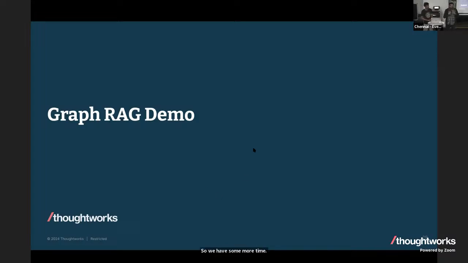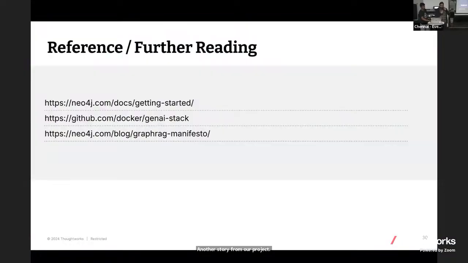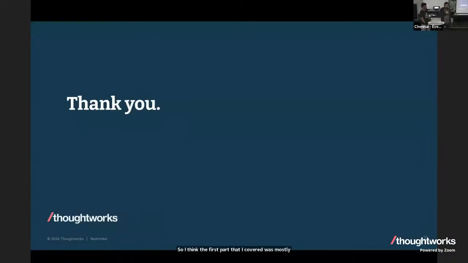So I just thought of sharing another story from our project. I think the first part that I covered was mostly about how we introduced Neo4j into the project and how it helped us to improve the performance. I believe Uday covered the RAG part of it, right? So we also tried GenAI in our project to solve another use case. Just wanted to quickly talk about it.